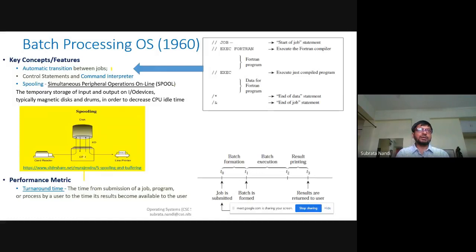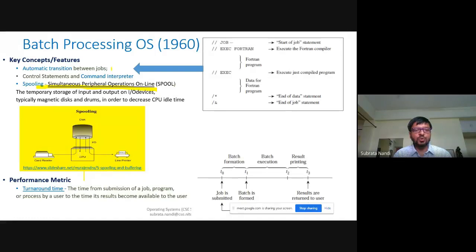So the prime concern is how to minimize the CPU idle time, how to maximize the CPU utilization. This is one major challenge. And to enable that, there was a solution which is called spooling, simultaneous peripheral operations online. What it did, there is another processing unit here and the processing unit here.